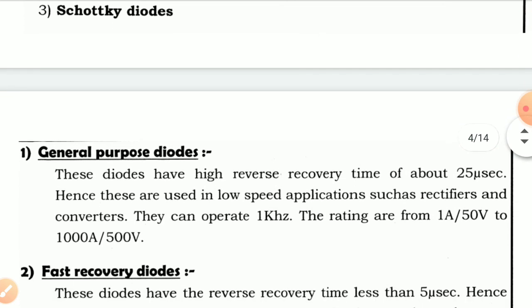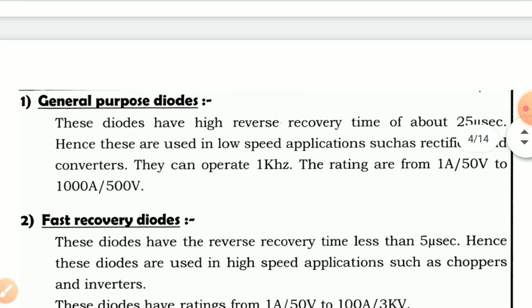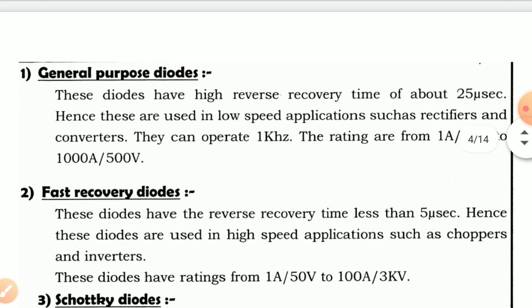Let me discuss one by one. General purpose diodes have the highest reverse recovery time. What exactly the reverse recovery characteristics are, we will explain in detail while explaining the characteristics of diodes. Reverse recovery time is nothing but the time required for the diode to recover from one state to the other state. That is the reverse recovery time of the diode.